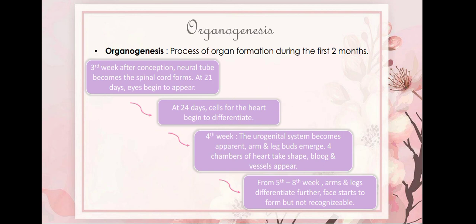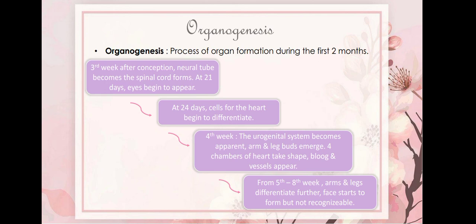And then in the 4th week, the urogenital system becomes apparent. Arm and leg buds emerge. 4 chambers of the heart take shape. Blood and vessels appear. So this is what happened. The organs develop during the 4th week.